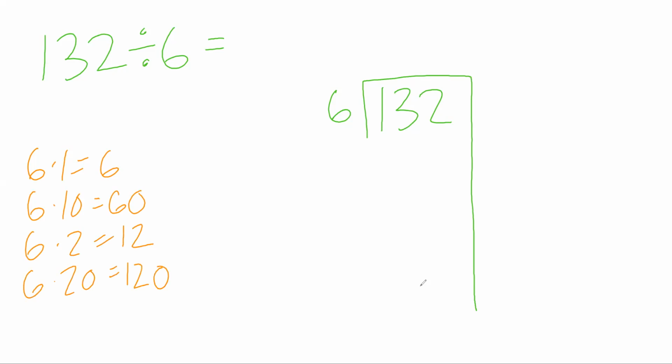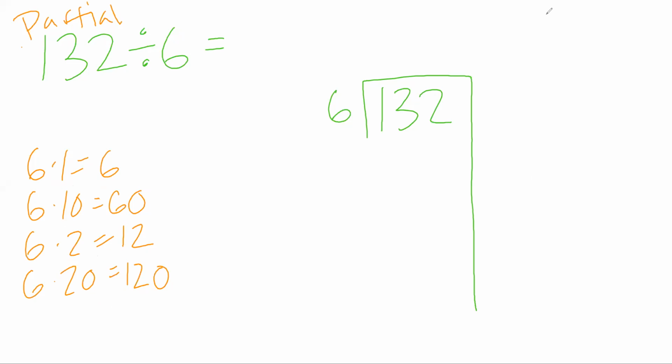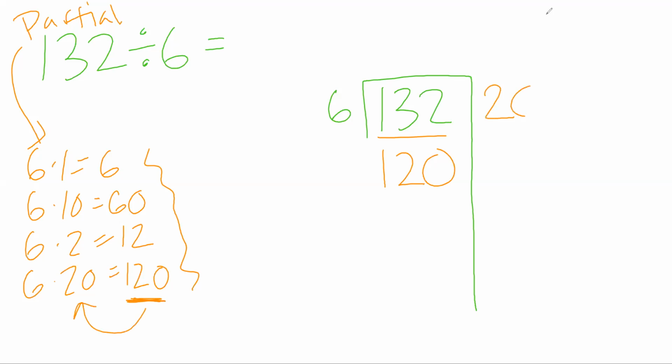Okay, so again, partial quotient, partial. This is where we are going to take what part we want to work with. And I always want to think about which one of these over here is closest to where we're starting. And I noticed that 120 is really close to 132. And that just means then I had 20 groups of 6, right? Do you see that? So it's like 6 times 20 equals 120.